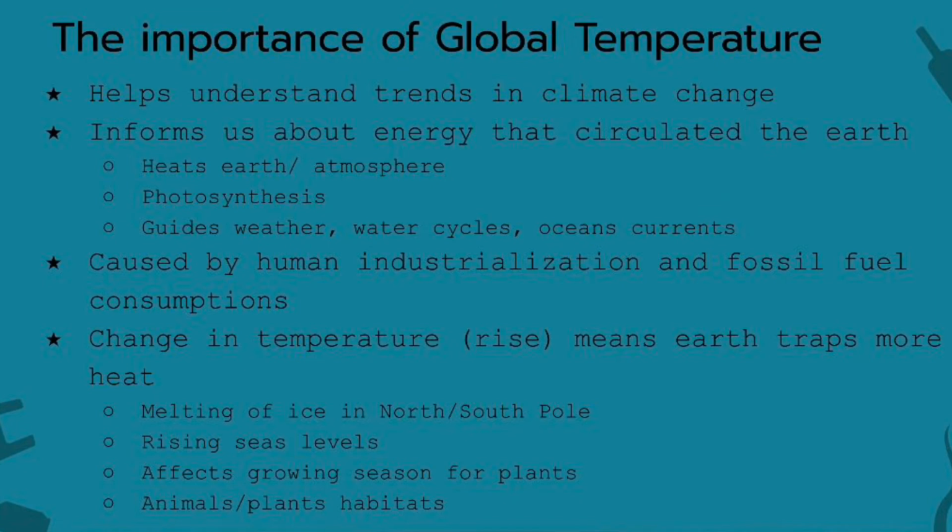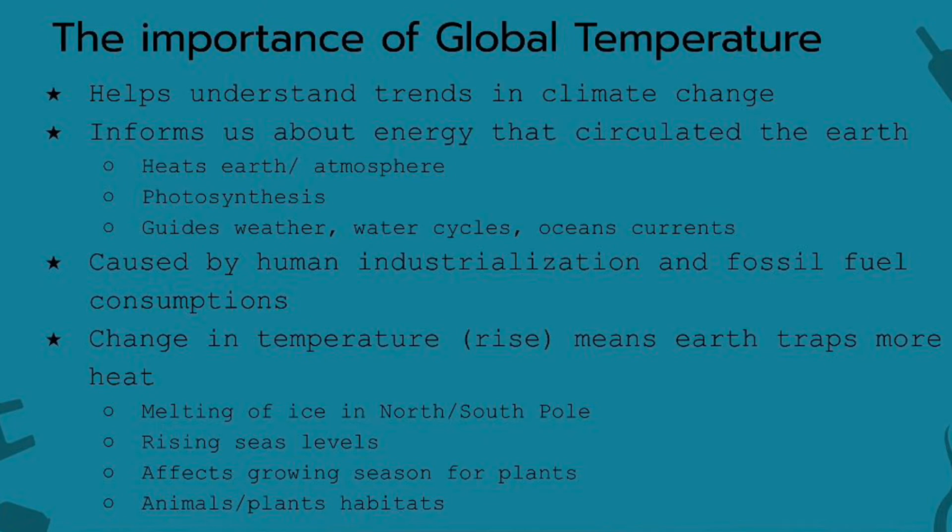Well, calculating the average temperature can help us predict and understand trends in climate change. It also tells us about the energy that circulates the Earth. This energy is responsible for heating the Earth and atmosphere, and it has a huge role in photosynthesis, the water cycle, ocean currents, and weather.